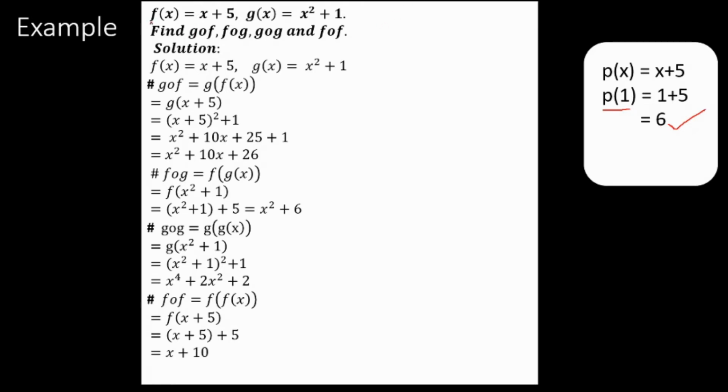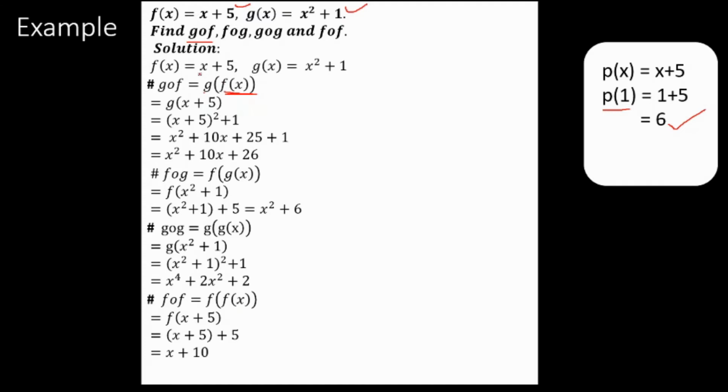Let's see how we are going to apply this. We have f of x, as we wrote p of x. f of x is equal to x plus 5, and g of x is equal to x square plus 1. First we'll find gof. How do we write gof? g of f of x. Before writing the solution, always write the given. Don't forget to write the given. Here we have written the given. First they have asked you to find gof. So how do we write gof? g of f of x. First you will be operating f of x, f you will be operating, and then you will be operating g. So what is f of x?